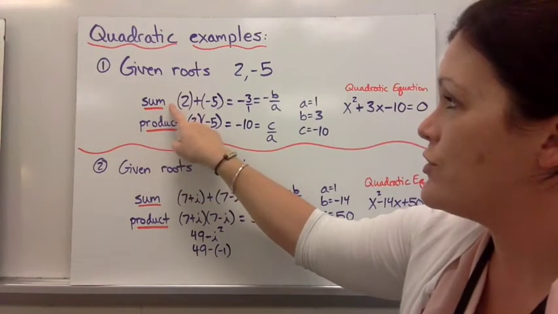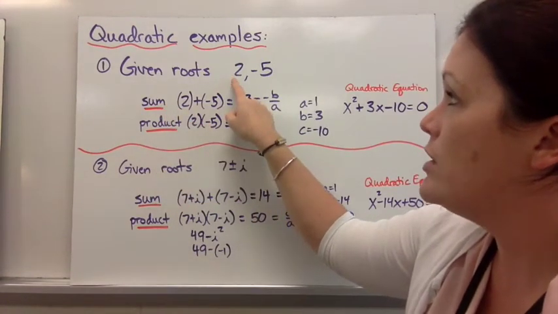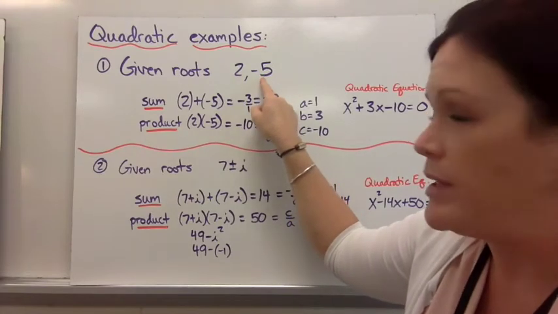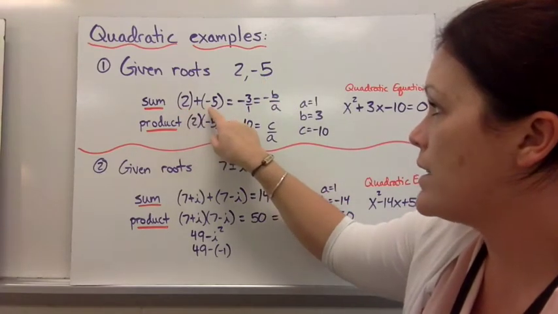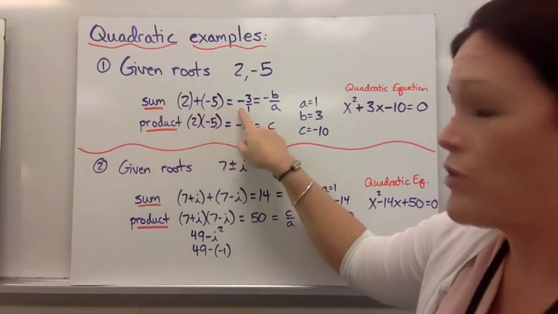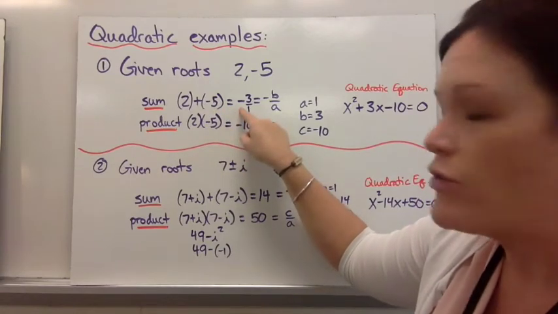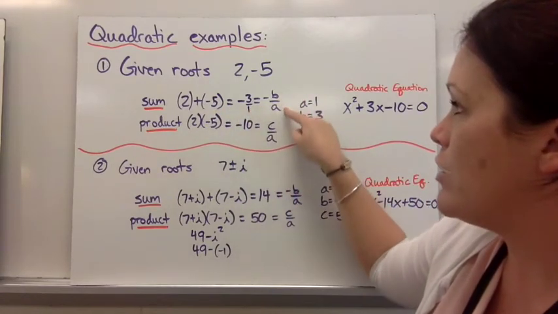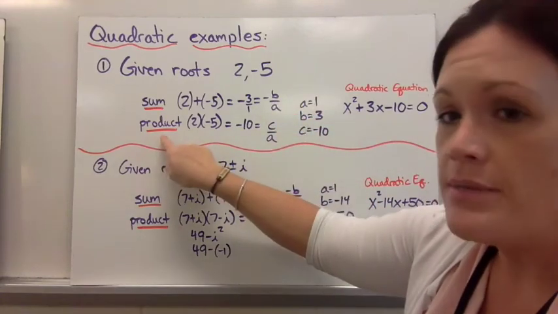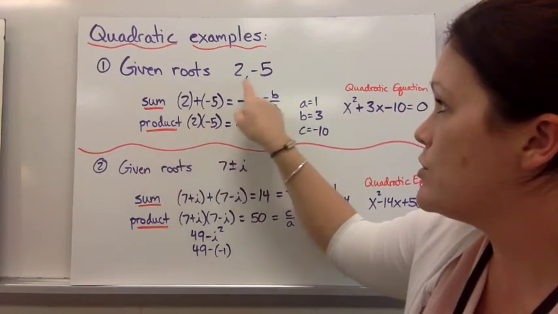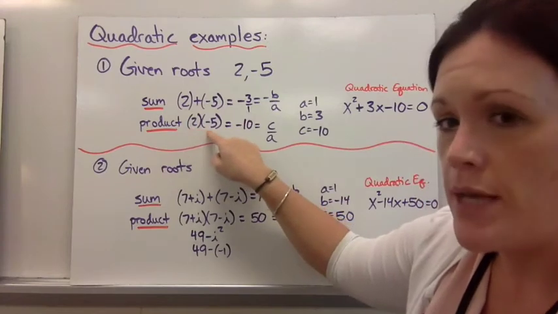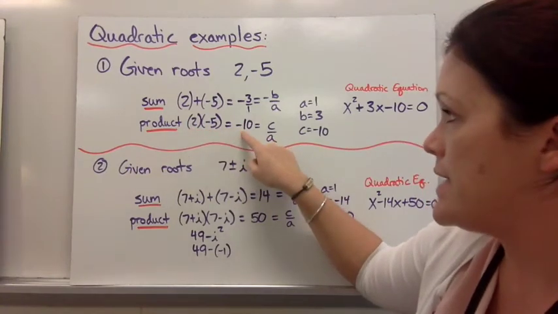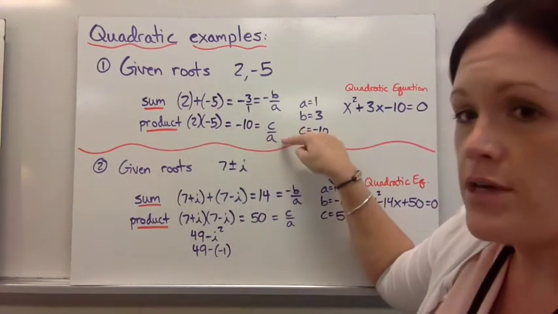So if you add your two roots together, for this one I have 2 and negative 5 are given to me. So if I add those directly together, I get negative 3. And I set that equal to my little formula, negative b over a. The product means to multiply. So I take the roots I was given and just directly multiply them together. And I get negative 10. Set that equal to c over a.